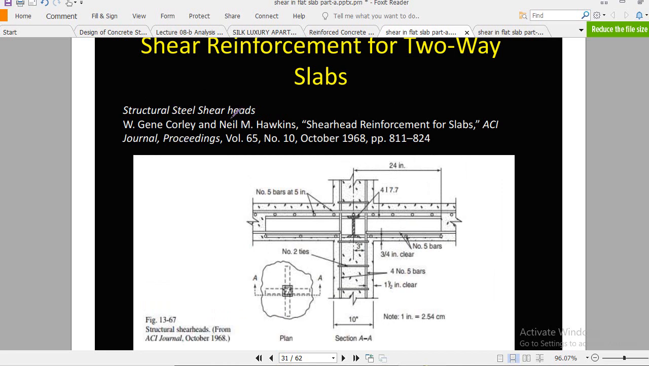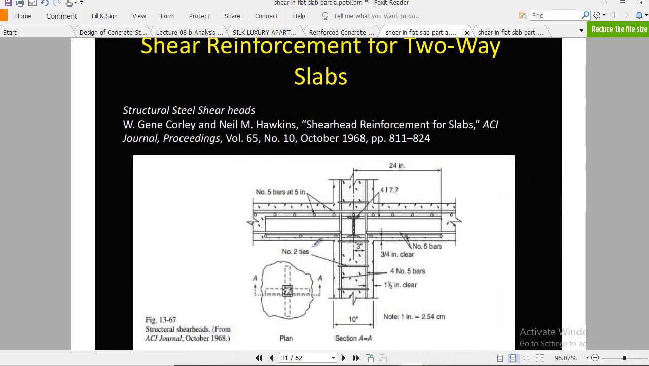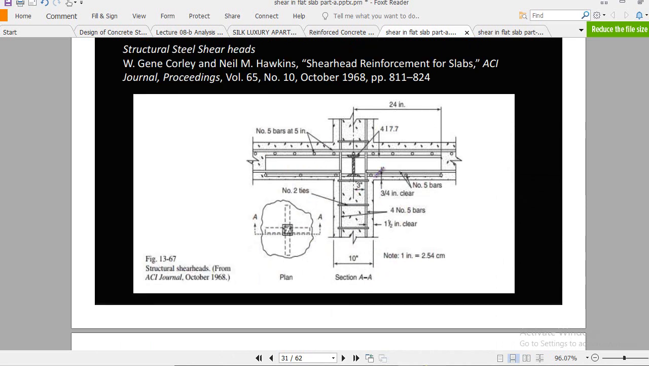Next is the structural steel shear heads. This is another arrangement, and I already explained it here. This is the shear head reinforcement, and here we place I-section girders, channel girders, and beams, and they control it. It will also increase the shear strength of the section, and it will also increase the flexure capacity in bending as well. There are different ACI criteria sections which explain how to place these and what the recommendations are for such kind of reinforcement.